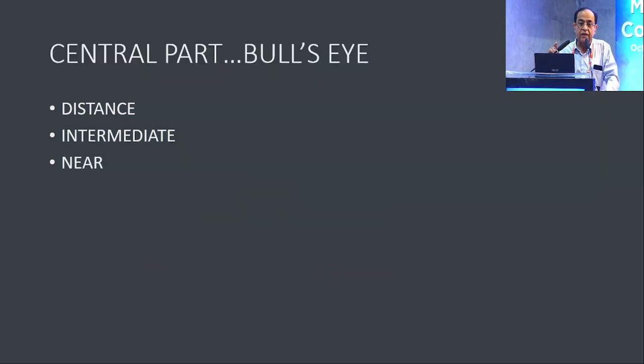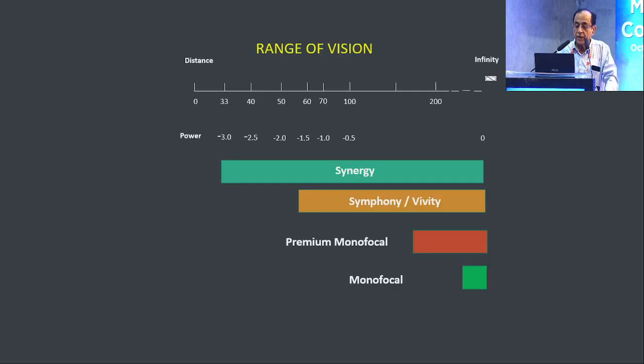And we need to understand that there is a central part, what we call a bullseye. This may be distance dominant, where the patient wants a very good vision for distance. It may have intermediate vision, like Panoptics has got the bullseye, which is at 60 centimeter. And then some of the Indian lenses where the bullseye or the central part is for the near. So depending upon the patient's need, you need to select whether the central part is primarily for distance or intermediate or near.